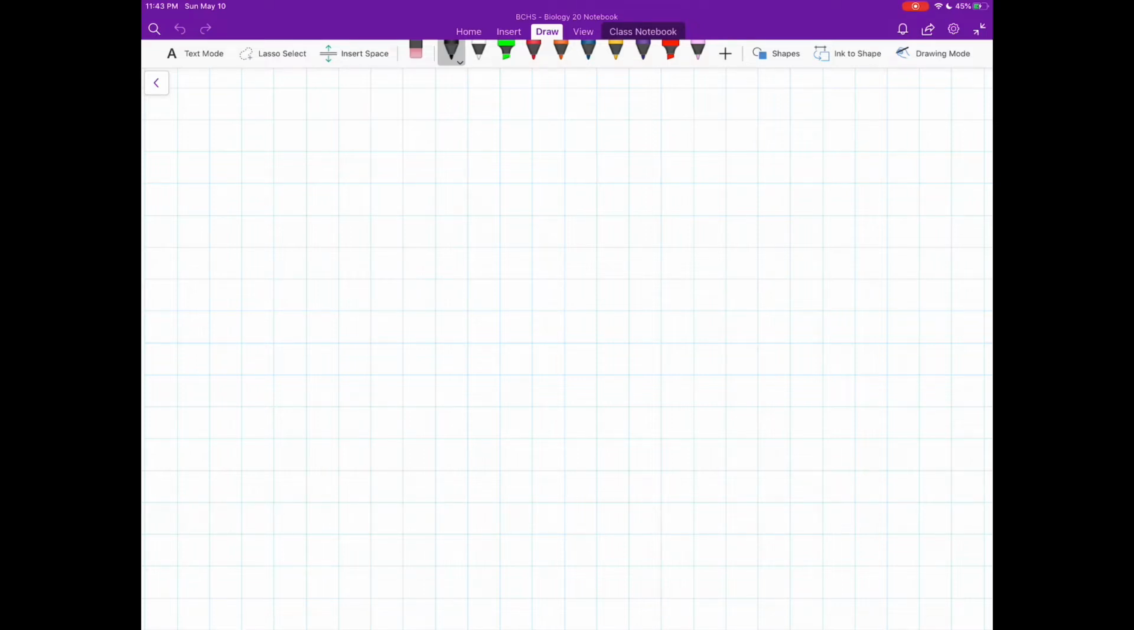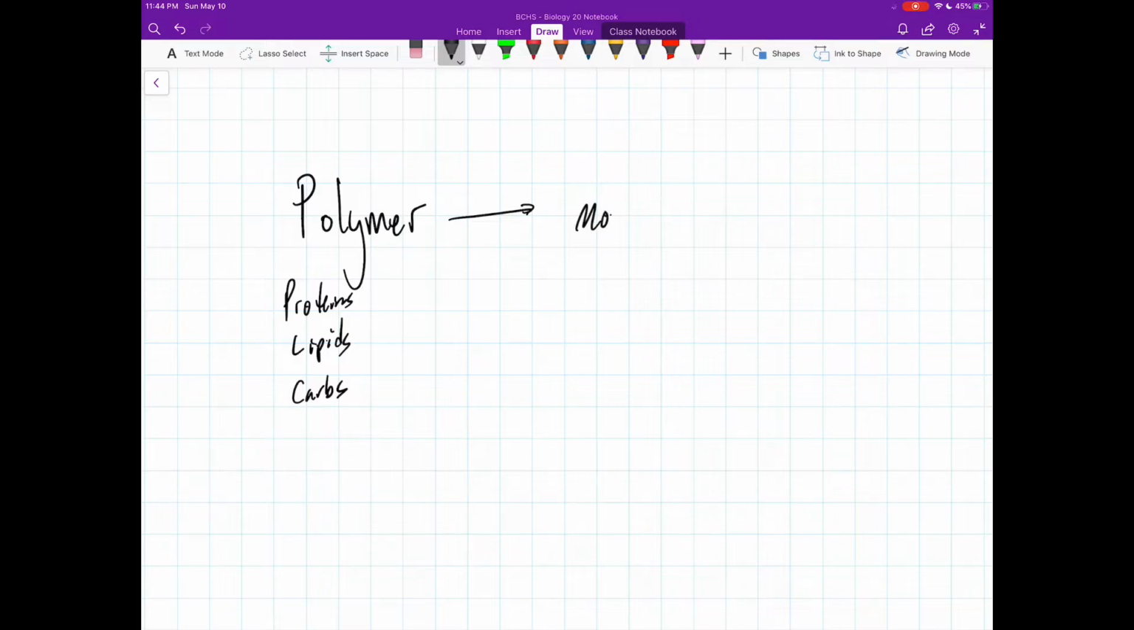So basically, if we were to talk about the order of how things work in digestion, you always start with a polymer. And when I say a polymer, I mean our macronutrients. So our proteins, our lipids, and our carbs. Our goal is to take the polymers and break them down into their subunits or their monomers.